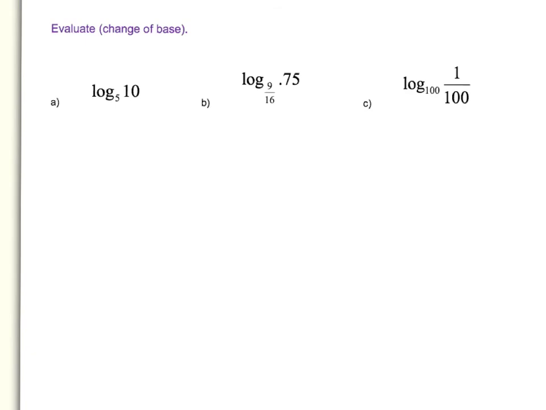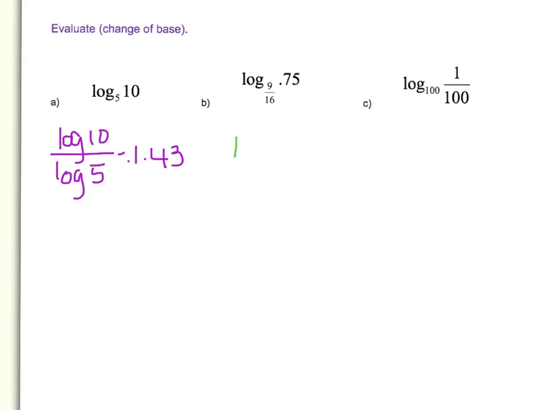Now, I have to take the log of the argument. Now remember, this is the argument, and this little subscript number is the base. So I have to take the log of the argument, which is log of 10, and I'm going to divide it by the log of the base. And that's all you do. You just write that as a fraction, and you can enter that in your TI calculator, log 10 divided by log 5. And when you do that, your answer is 1.43.